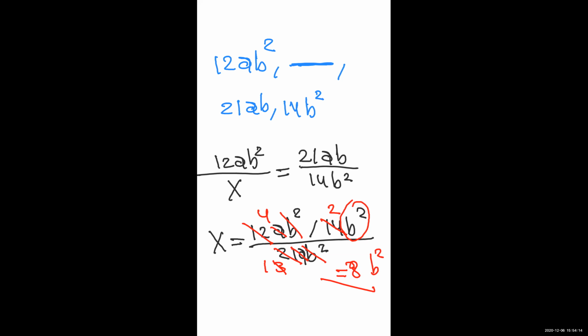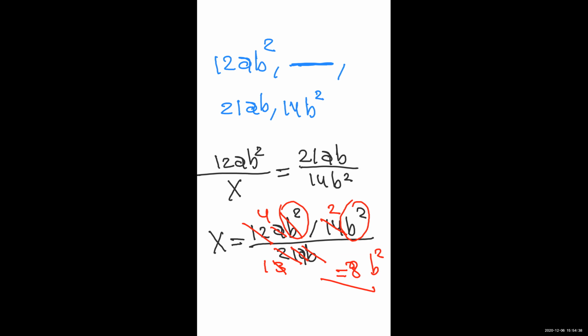Mister, the question says the second proportional for the quantities 12ab power 2, x, 21ab, and 14b power 2. You wrote it as 21ab power 2, but it is just 21ab. You mean this one, 21ab? Oh, yes, this one. Okay.